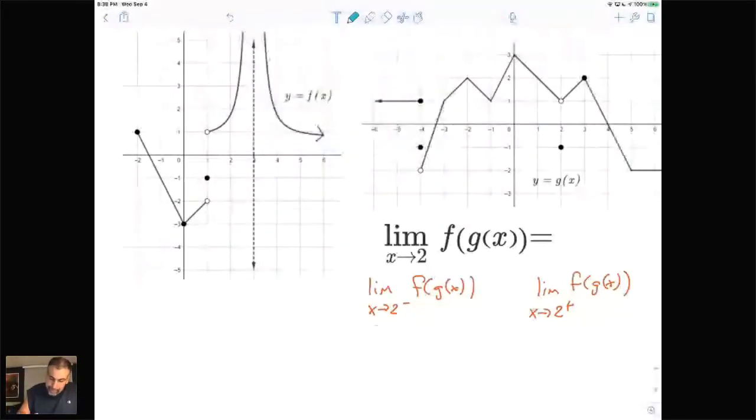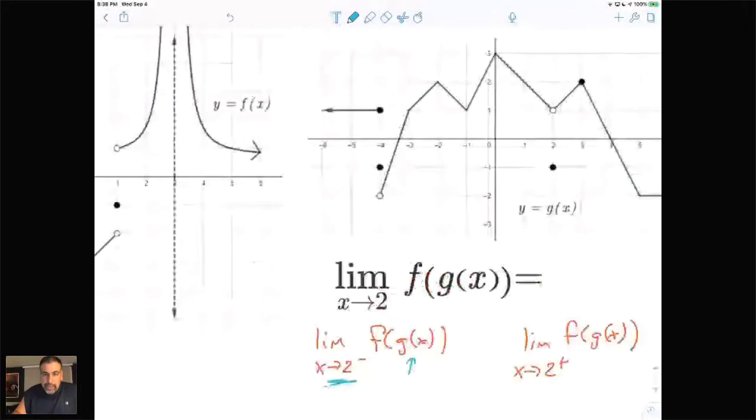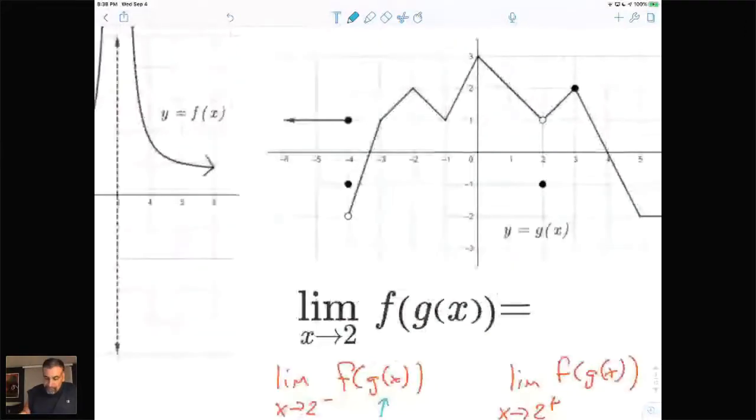as we approach 2 from the left, it's a composite function. We're going to start on the inside. We're going to start with g of x, and we're going to ask what's going on with g of x as we approach 2 from the left-hand side. So starting with our function g of x, and I'll just enlarge this so we can see it a little better. We're approaching 2 from the left-hand side.